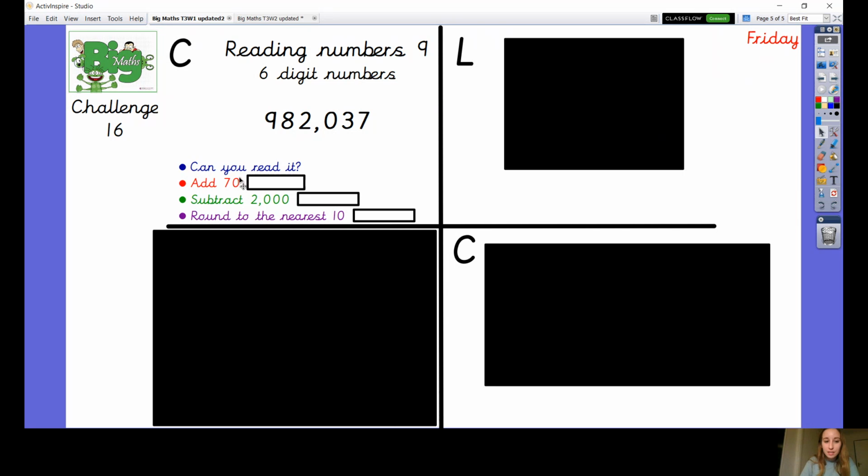So add 70, 7 tens, think about where you need to look. Subtract 2,000, again, think about which column you need to focus on. And round that number to the nearest 10. So think about which 2 multiples of 10 it is in between and which one it is closest to. Have a go at those 3 questions in your maths book. Pause the video and press play again when you're ready to check your answers.